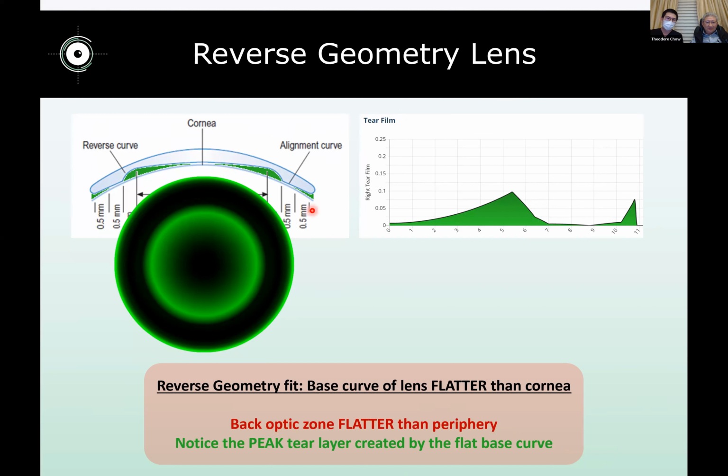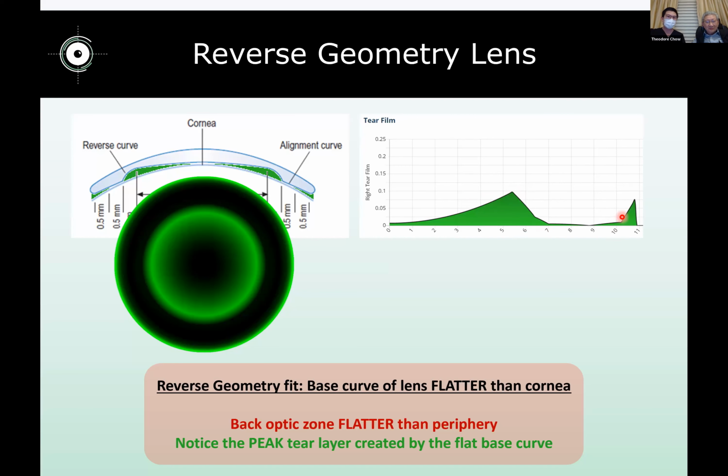And so instead of having a base curve that's steeper than the peripheral curves, the reverse geometry lens, really well named, has a base curve that is significantly flatter. And so you have this flat base curve that creates this peak TLT, tear layer thickness. And then you have the really steep reverse zone here that kind of completes that reservoir there. And then this is the landing zone.